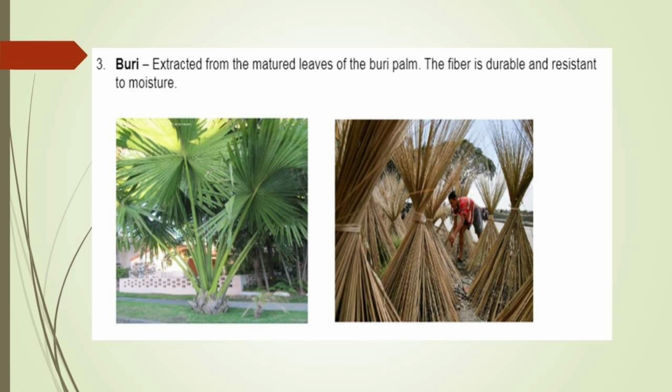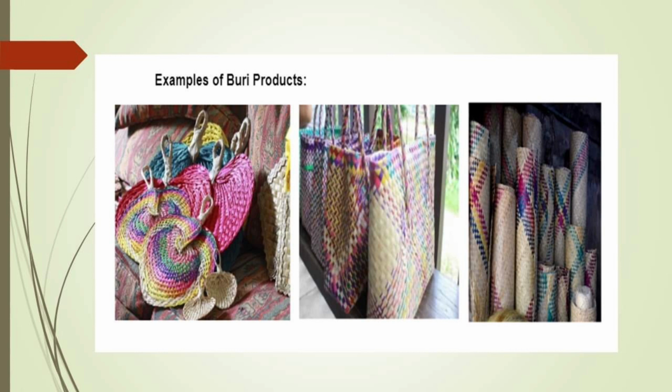Next we have buri, extracted from the matured leaves of the buri palm. The fiber is durable and resistant to moisture. We have examples of buri products. We have here a fan, a bag, and a mat.